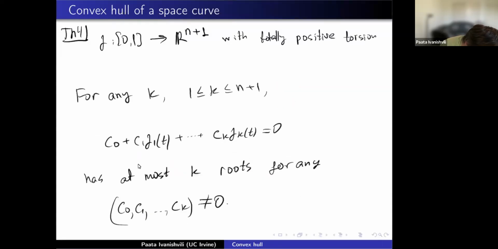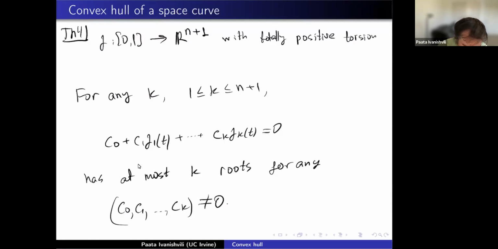Okay, let's go to the next slide. So this is theorem 4. It says the following. I will show you several theorems, and they essentially follow from knowing this simple fact, that you can explicitly parameterize the boundary. So if you take a curve in R^(n+1) with totally positive torsion, then for any k between 1 and n plus 1, you can look at this equation, c0 plus c1 gamma1(t) plus ... plus ck gammak(t) equals 0.